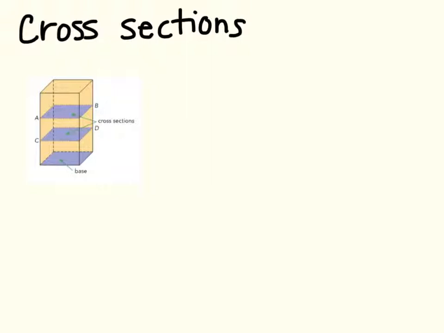The cross-section that we form through line AB is a rectangle, and it's congruent to each base. As long as you slice exactly parallel to the base, the cross-section will always be congruent. Makes sense, right? Because you're essentially just slicing a piece off the top. The cross-section CD is also going to be congruent to each base.